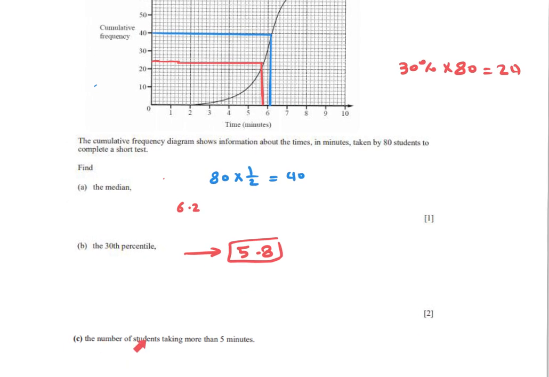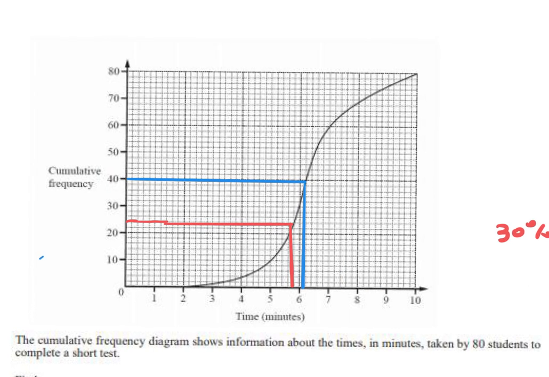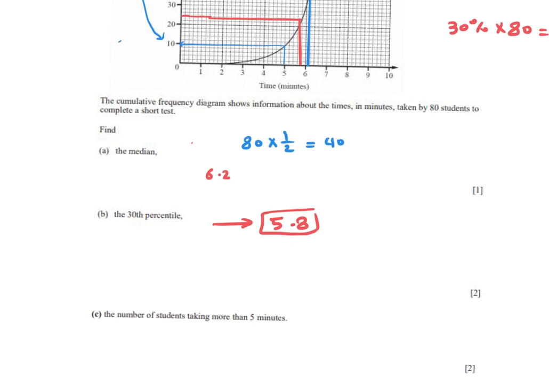Now I need the number of students taking more than 5 minutes. More than 5. So start from 5 on the x-axis. Then go up till you reach the curve. Then find the corresponding value on the y-axis. It will be 10. So 80 minus 10, because I need more than. Because 10 is less than 5, but more than 5, 80 minus 10. So 70, which is more than 5 minutes.